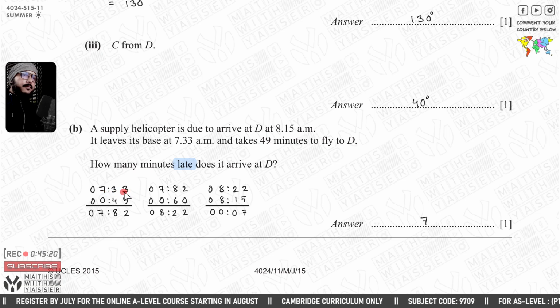So 7:33 is the time of departure plus 49. So that gives us 9 plus 3 is 12, 4 plus 3 is 7, 7 plus 1 is 8. So it is 7:82. Now since this is greater than 60 minutes, what we can do is take away 60 minutes and change the hour by plus 1. So 82 minus 60 is 22. And this 60 minutes is given over here. So it becomes 7 plus 1, 8 hours, 22 minutes, or we can say 8:22 a.m. Now, since it was due at 8:15, but it reached at 8:22, that means 8:22 minus 8:15 gives us 7 minutes. So it was 7 minutes late.